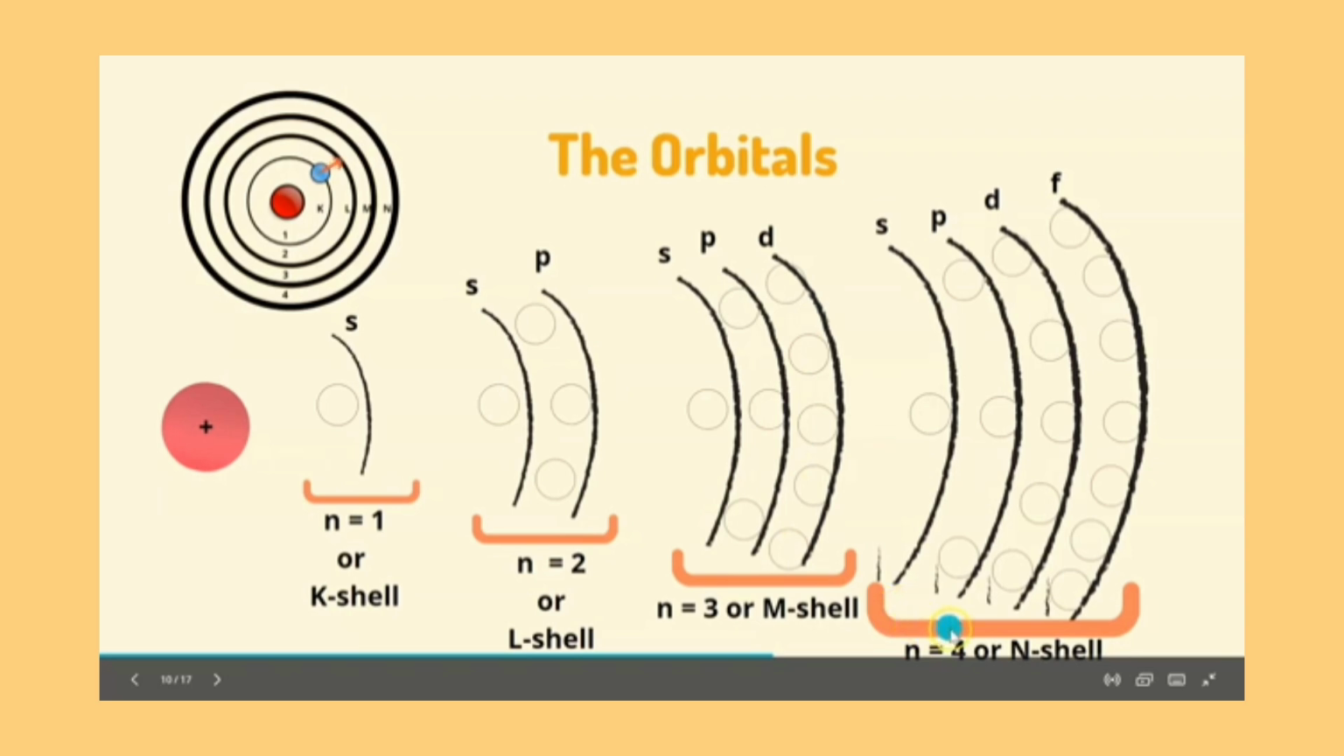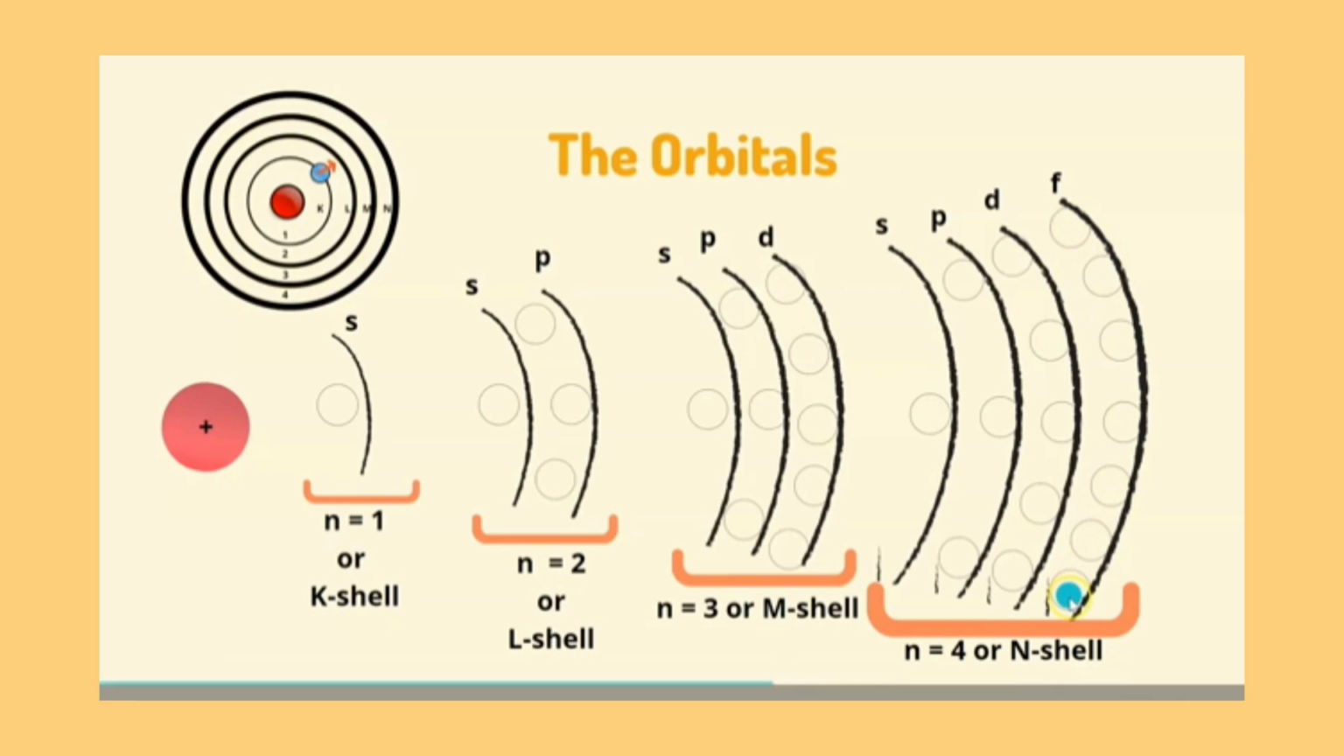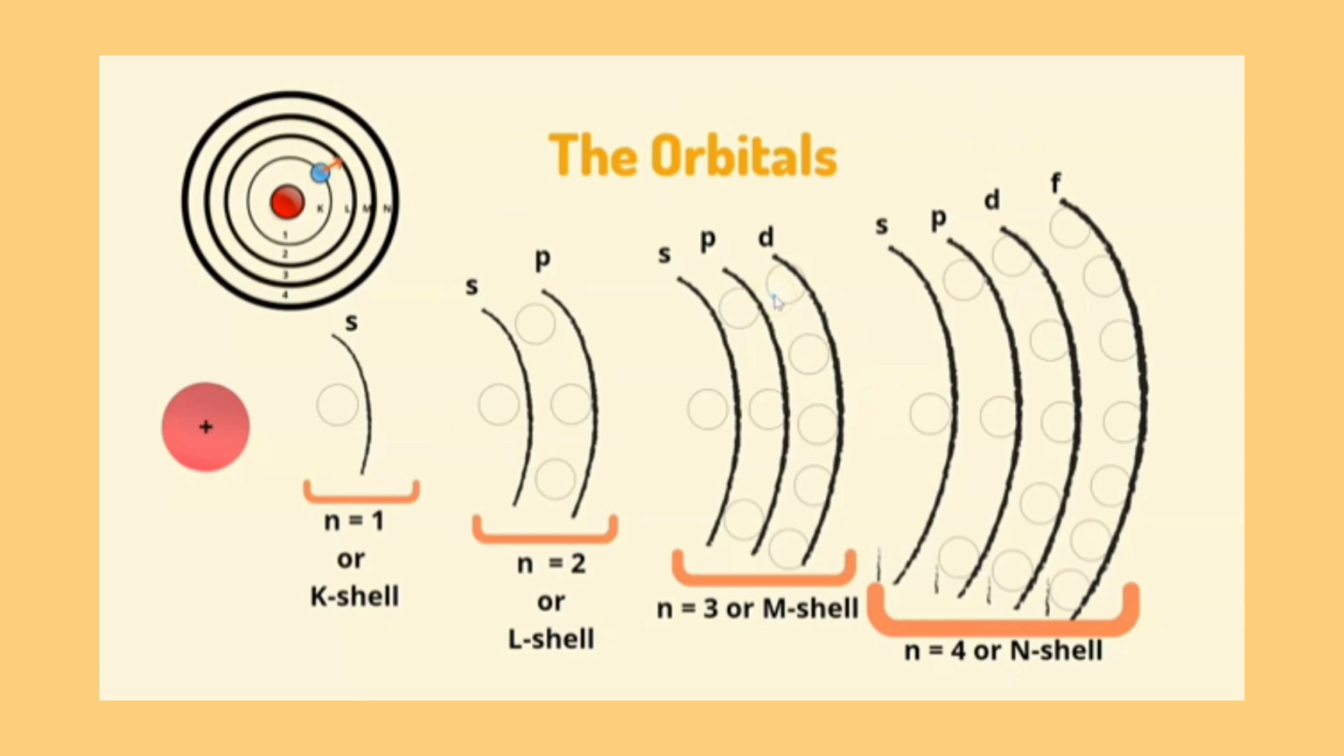Come to the N shell: you have the subshells S, P, D and F. Altogether you have four subshells. In S you have one orbital, in P you have three orbitals, and in D you have 1 2 3 4 5 orbitals. In the same way, in F you have 1 2 3 4 5 6 7 orbitals. So in this clip we have completely visualized the orbitals. Now we are going to learn about the electrons present inside the orbitals.